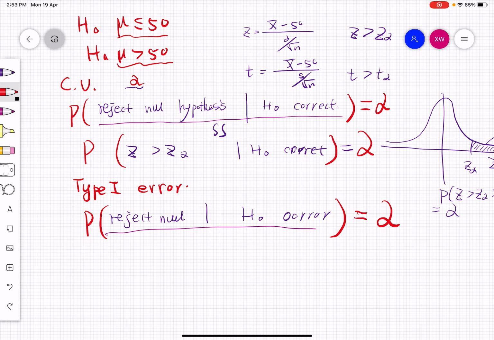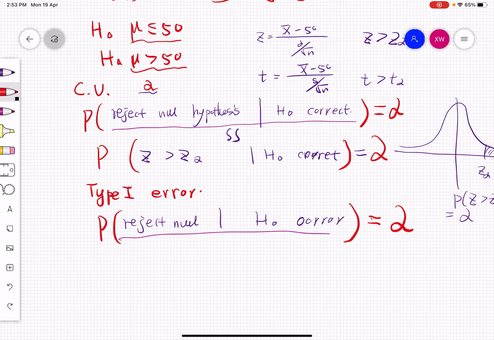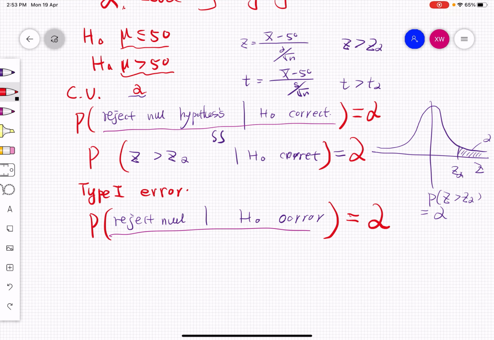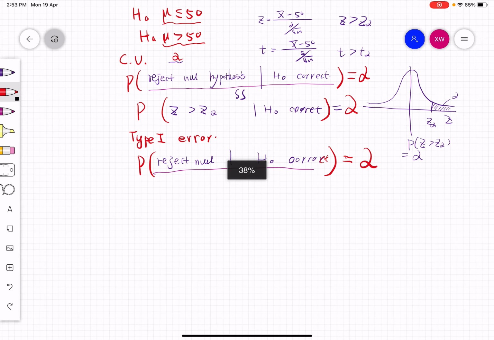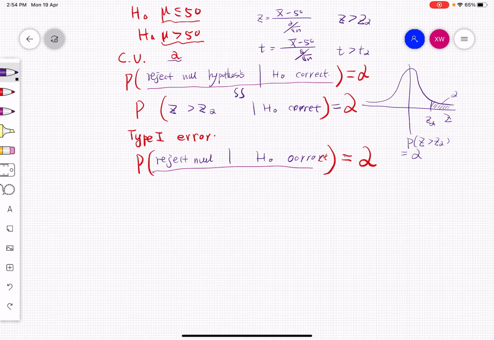Now alpha is the given level of significance in every problem, so we can use it to find t alpha or z alpha. Also in part B of hypothesis testing, we mentioned that alpha equals the probability of type 1 error, but we didn't prove it. So here is just the explanation why the probability of type 1 error is equal to alpha.